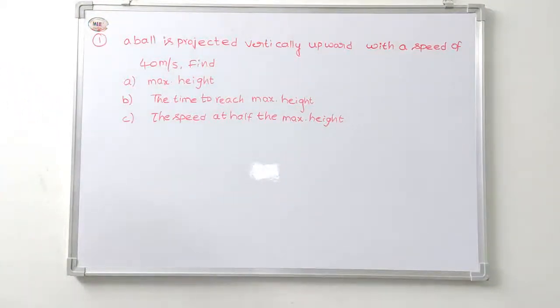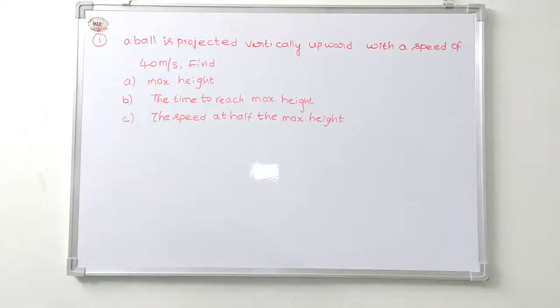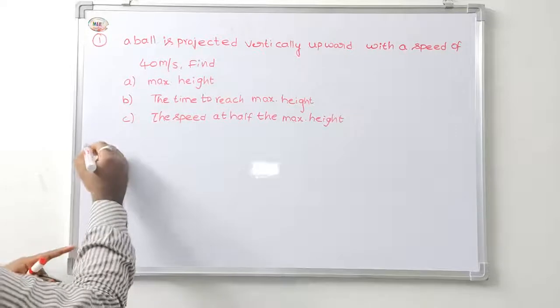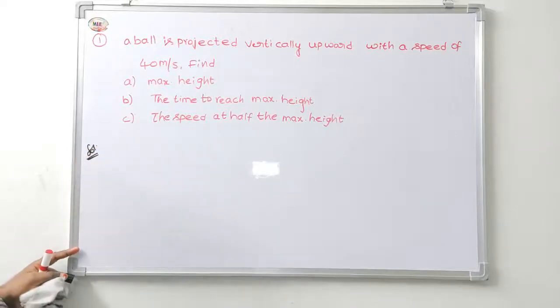Okay, first problem: a ball is projected vertically upward with a speed of 40 meter per second. Find out the maximum height. Next, find out the time taken to reach the maximum height. Next, find out the speed. This is a very important problem for CBSE and Olympiad level.